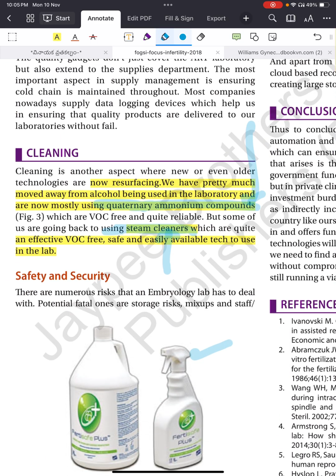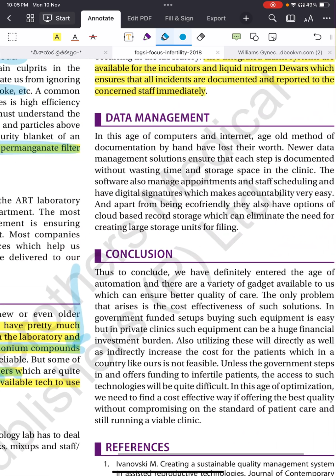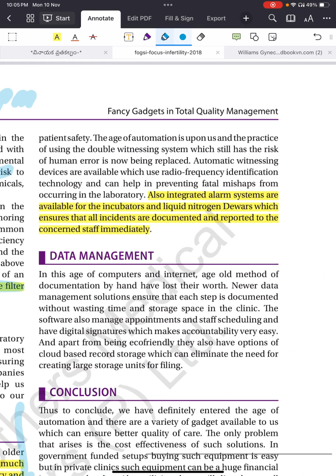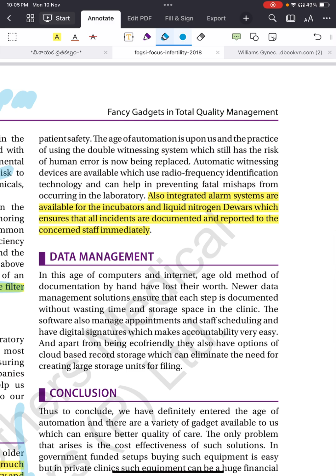Safety and security is very important. Embryology labs have different risks because of storage risks, mix-ups, and staff and patient safety, all those things. So we should keep alarm systems for incubators and liquid nitrogen, in case it has failed or been compromised. That way, if you keep an alarm system, you can easily document the incidents and report to the concerned staff immediately.